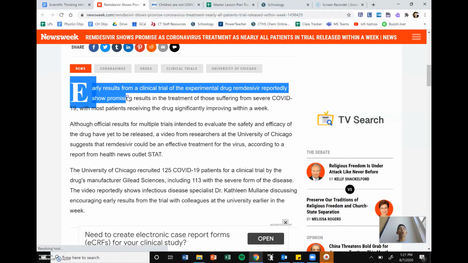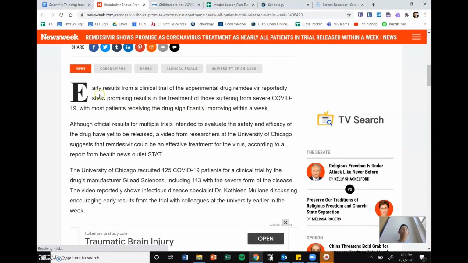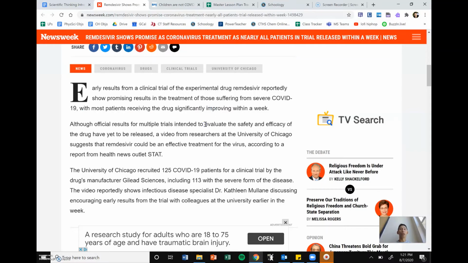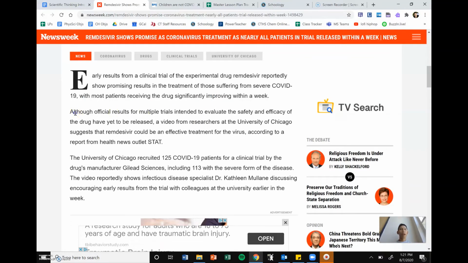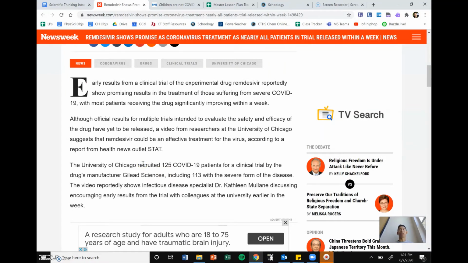It says, "Early results from a clinical trial of the experimental drug remdesivir reportedly show promising results in the treatment of those suffering from severe COVID-19, with most patients receiving the drug significantly improving within a week." So, first question, is this a primary or secondary source? It is a secondary source. Newsweek did not conduct this research. They're only communicating the results from a study. So this is a secondary source.